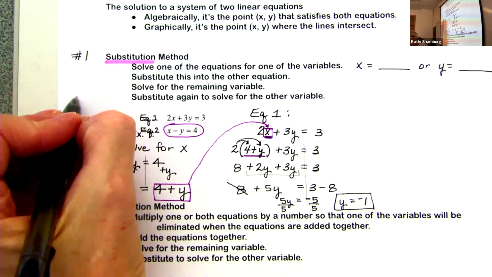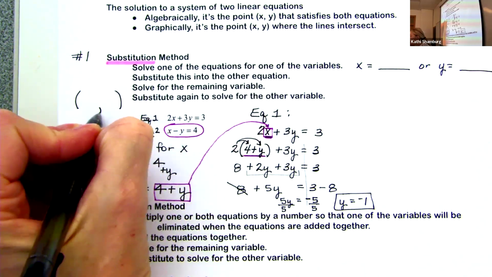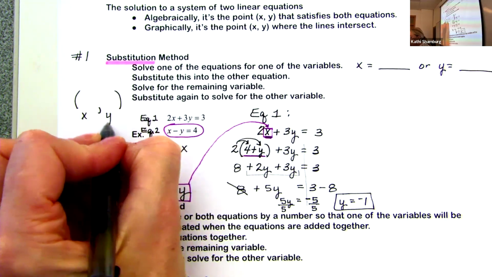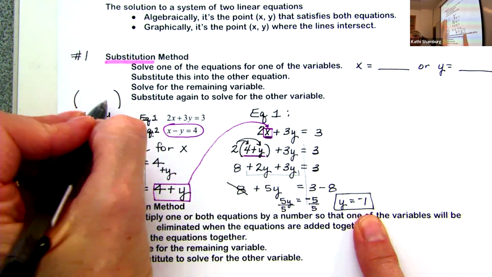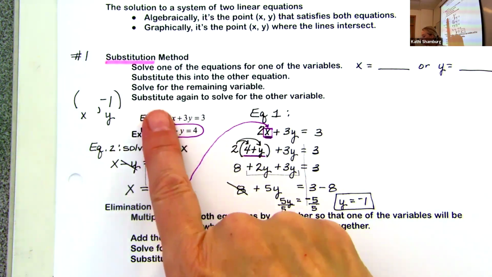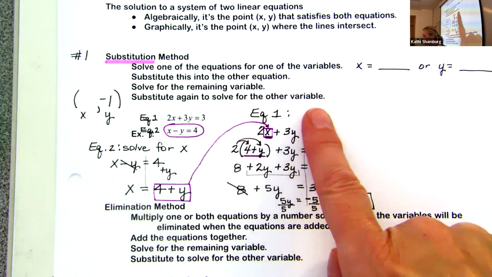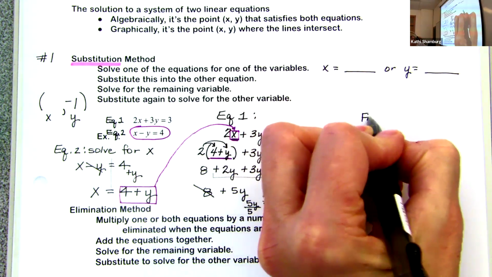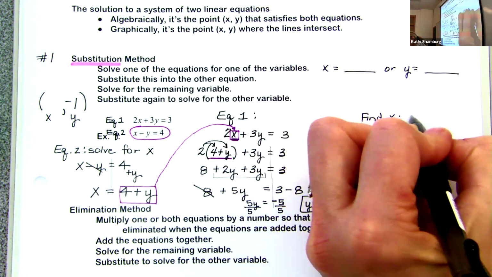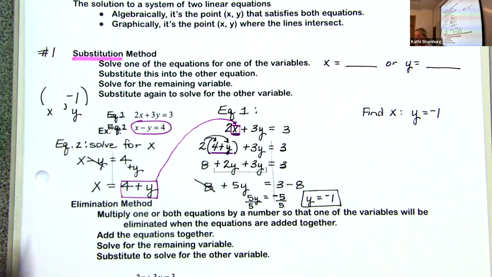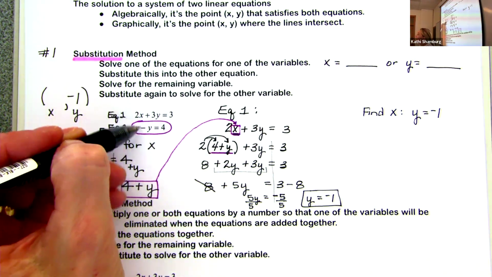So ultimately, we know we're looking for the ordered pair that satisfies both of them. We know the first is your x value, the second number is your y value, and we just found y to be -1. All right. Now substitute again to solve for the other variable. What it wants me to do is we now need to find x, because we now know that y equals -1. So go back to one of the 2 original equations.